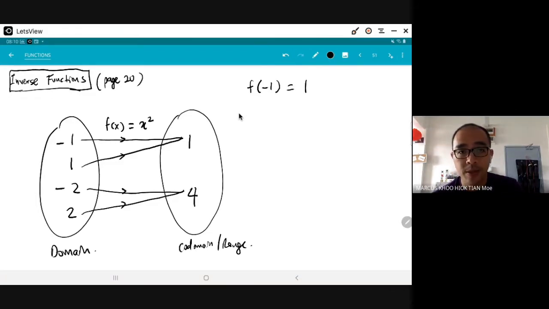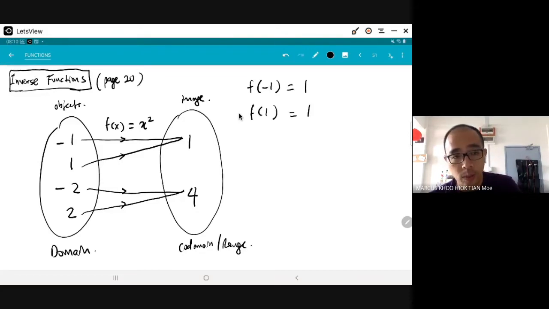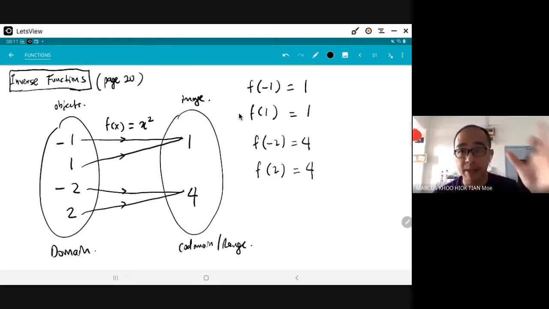Okay, so my objects are all here. Okay, and this is my final image. Okay, so f -1 equals to 1. f1 is also equals to 1. f -2 equals to 4 and f2 is equals to 4. Okay, so ini yang kita first belajar. This is a function lah. Okay, from one side, from the domain, bila kamu masukkan the object into the function, you get the image. Okay, so you plot from the domain to the codomain.